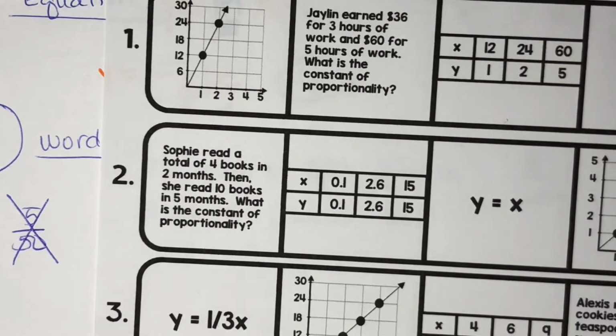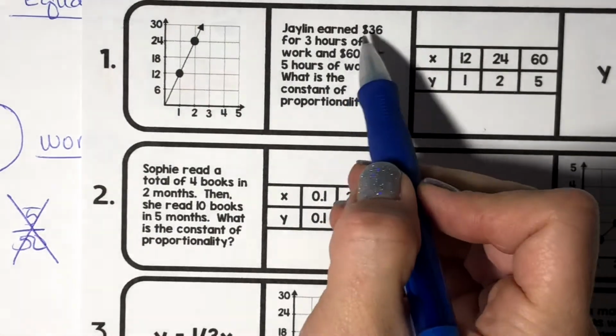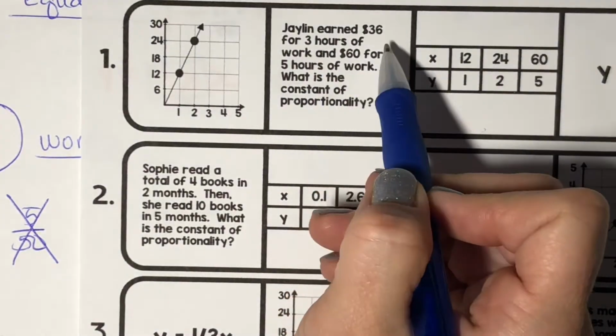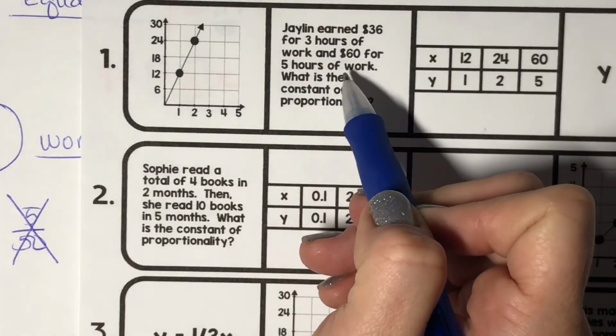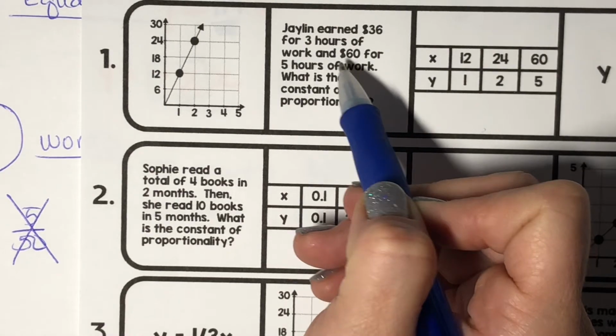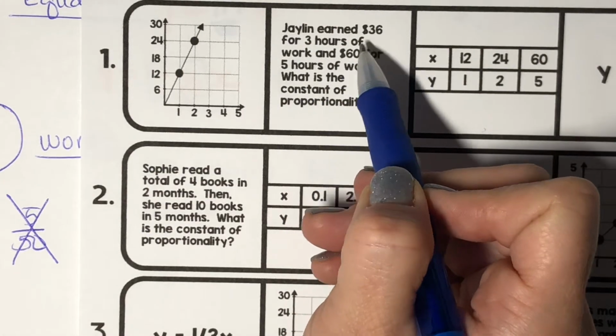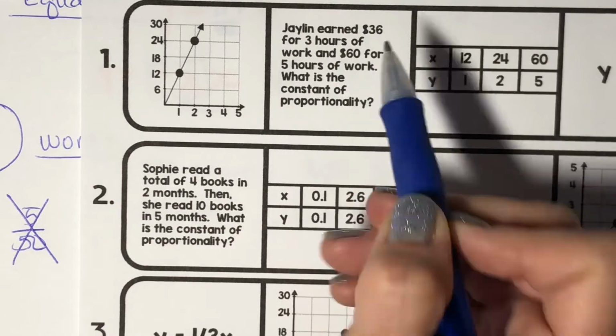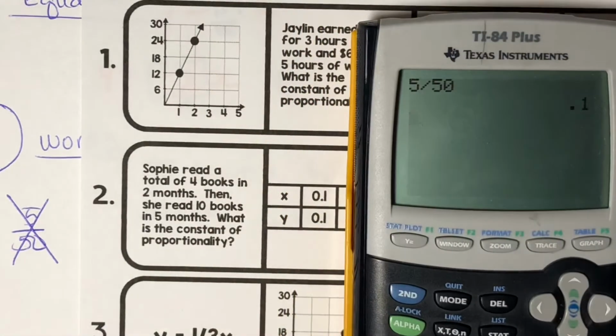And so let's take a look at some of these examples. If I'm asking you to look at Jalen, who worked 3 hours and earned 36. And if you're lucky, they didn't give you more than one clue here. When he worked 3 hours, he earned 36. And when he worked 5, he earned 60. So if I were to find my cost per hour, you could take 36 and divide it by 3 and say, okay, well, he earned $12 that day.